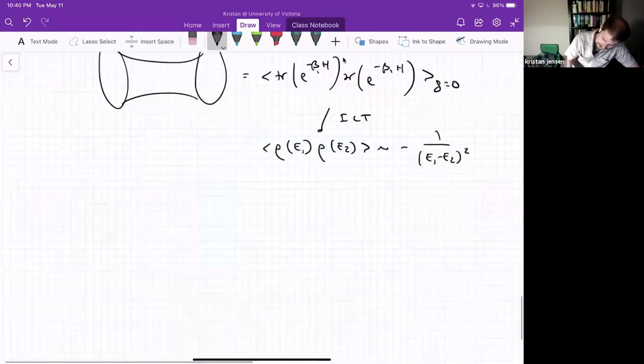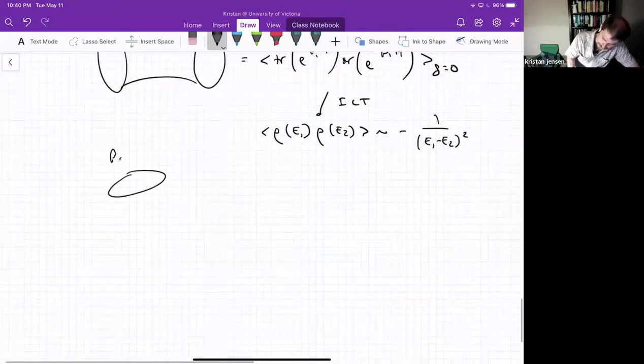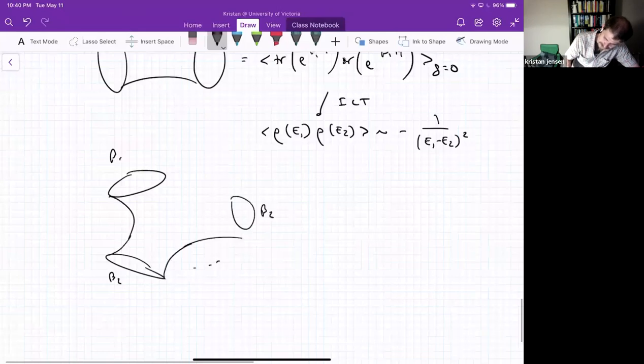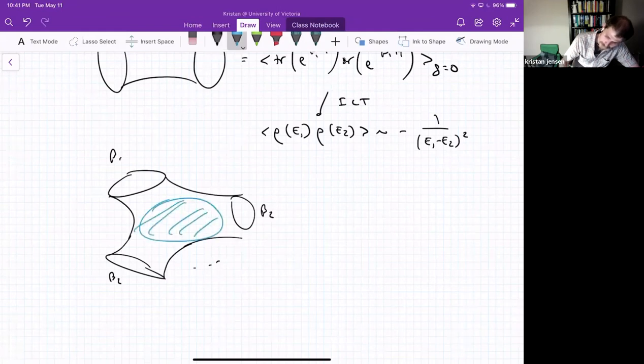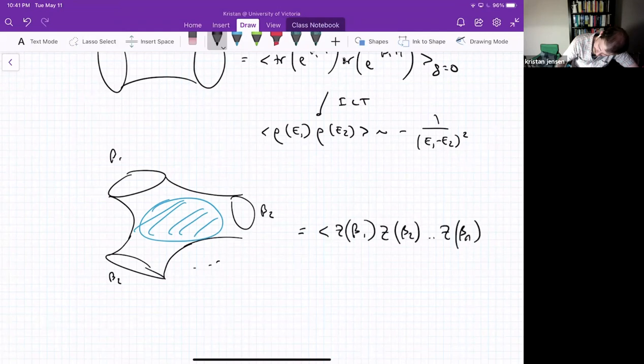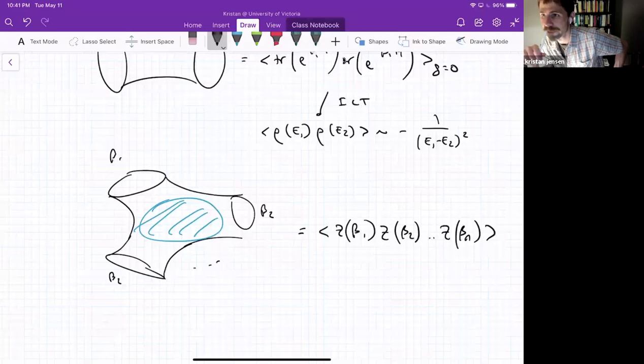So for instance, if we draw a picture, beta 1, beta 2, beta n, and we sum over geometries that fill these in all possible ways. Well, in JT at least, we understand this to be the partition function with beta 1, partition function beta 2, Z of beta n. That's how we interpret the multi-boundary problem, as some n-point function of partition functions.